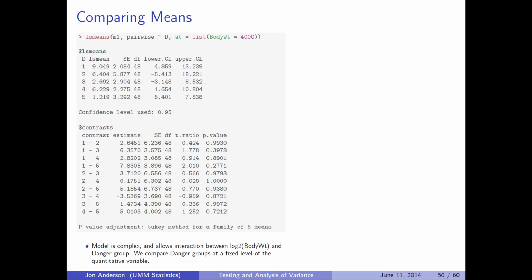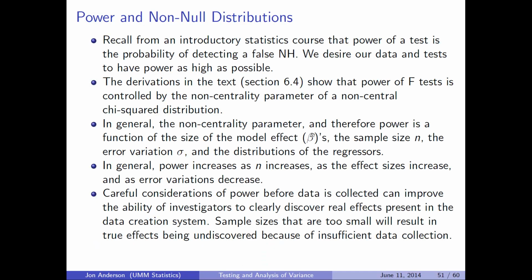So this model is complicated. It was model M1 that had interactions, and if we specify the quantitative predictor, we get very precise and exactly the kinds of comparisons that we would want. We're comparing the danger groups at a particular body size that we're interested in.